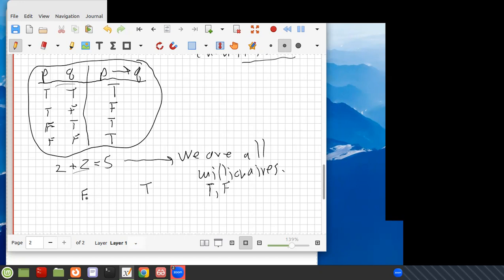Well, this is false, right? This, we don't know. This can be true or false, right? I'm not a millionaire, so we know that this is false. So that means we're in the bottom row here: false, false. So this implication is true by definition of what we mean by if-then.